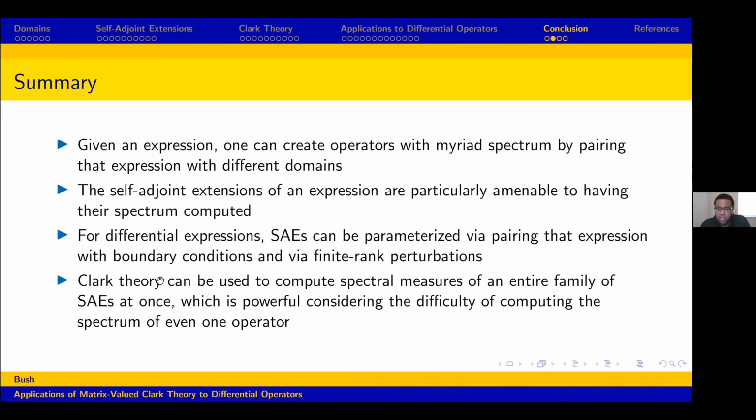And then, as I said a second ago, Clark theory can compute spectral measures for an entire family of self-adjoint extensions at once, which I didn't touch on before, but I'll mention now. A priori, computing the spectrum of even one operator is a non-trivial task. But Clark theory can hit an entire n by n unitary parameterized family of operators and get their spectral information out of it all at once. So that's nice.